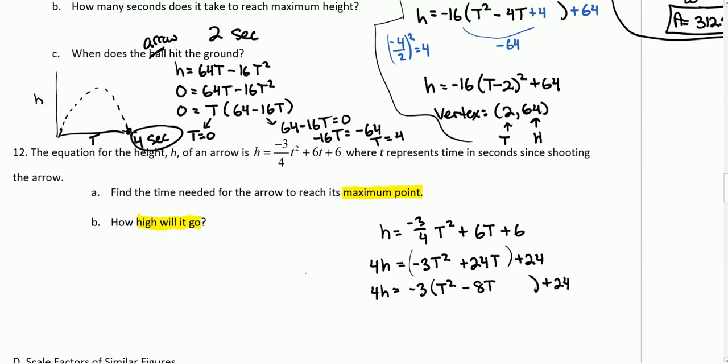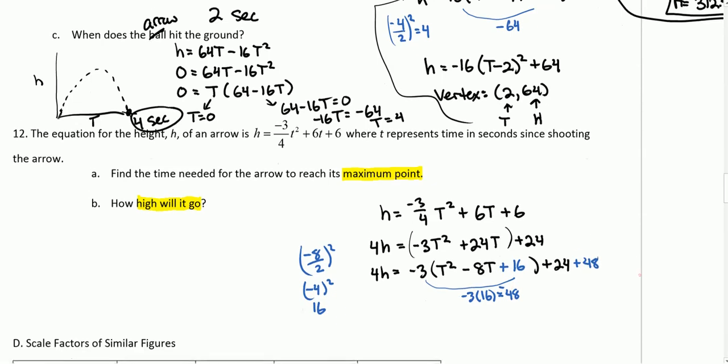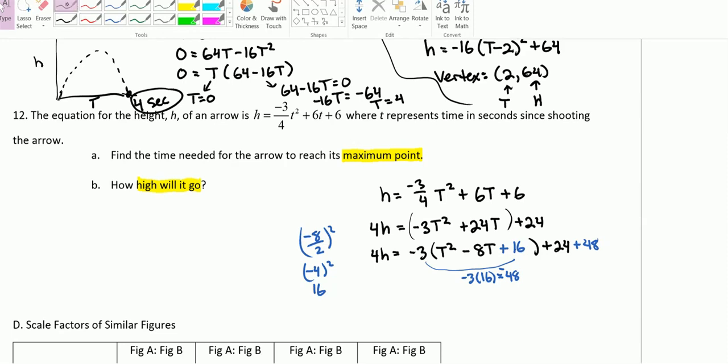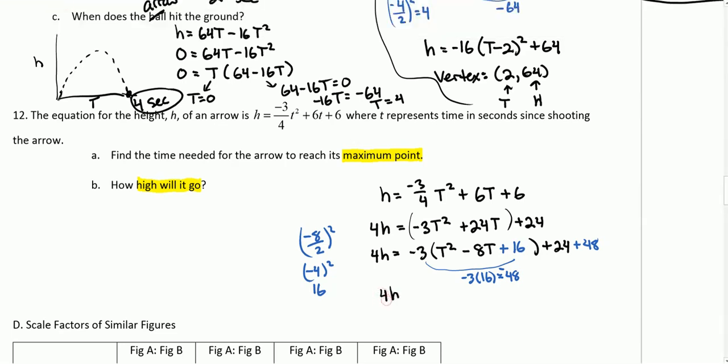Complete the square, we take the negative 8, cut it in half, and square it. Get 16, which really has a value of negative 3 times 16, which is negative 48. So we're going to add 48 at the end here. So now 4 times h is negative 3 times (t minus 4) squared plus, add 24 and 48 together to get 72.